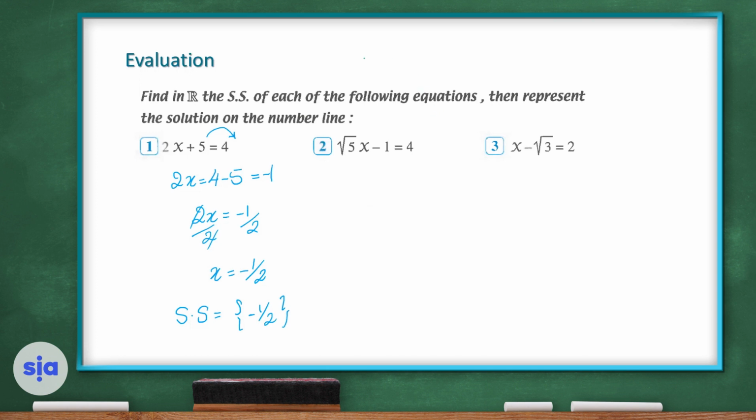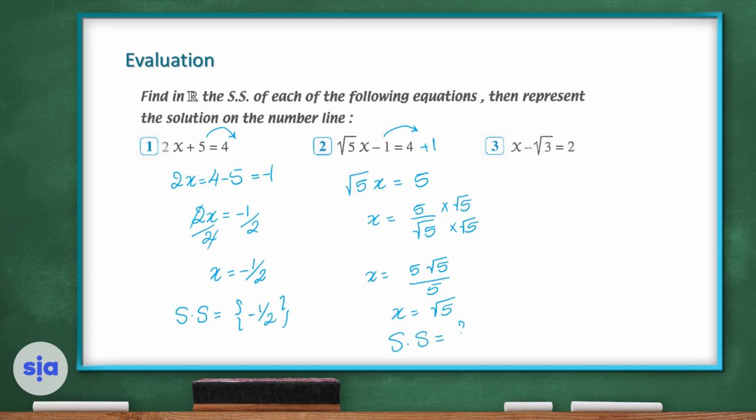Question 2, we're going to solve. We need to move this 1 to this side as a plus 1. So square root 5 x equals 5. Then x equals 5 over square root of 5. To rationalize the denominator, we multiply up and down by root 5. Then x equals 5 square root 5 over 5. Then x equals square root of 5. So the solution set is square root of 5.